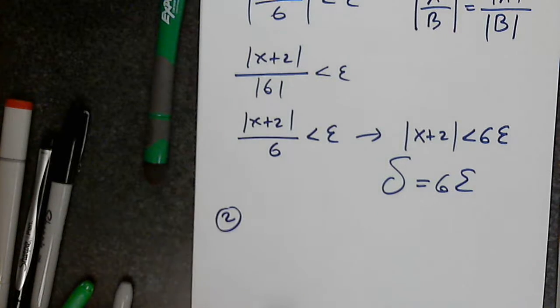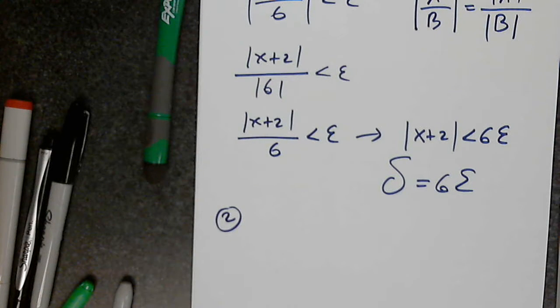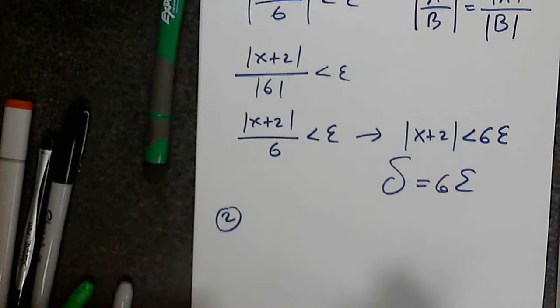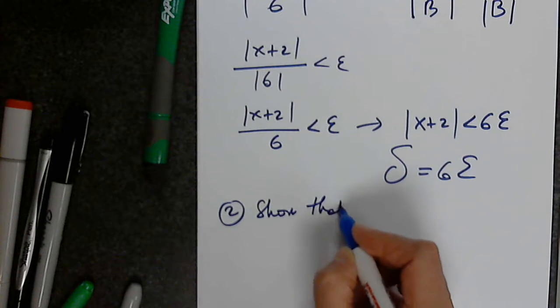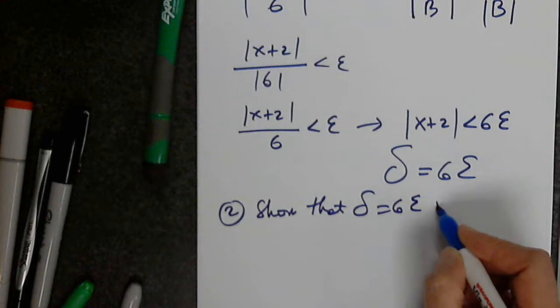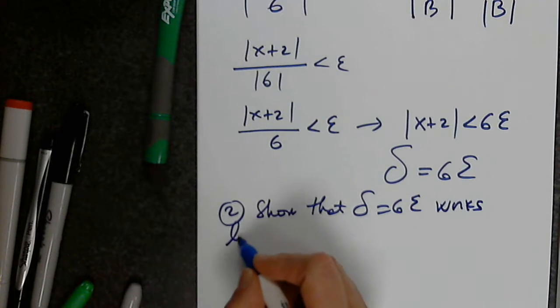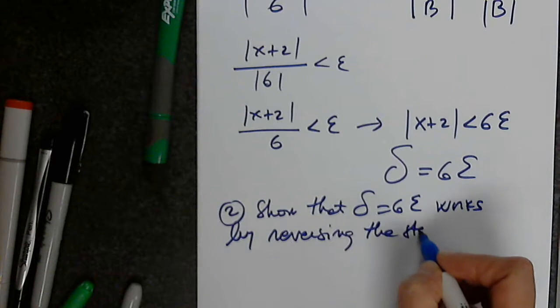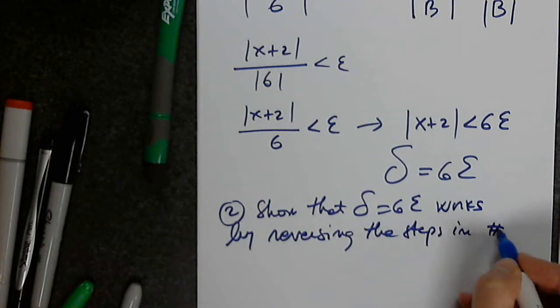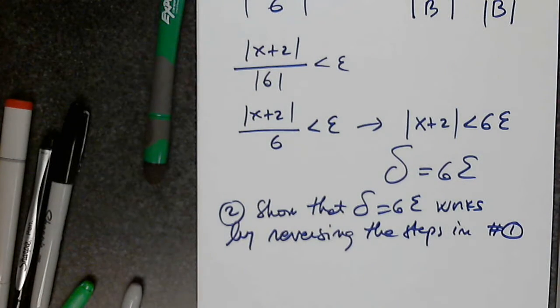And this is done. The formal proof, the precise definition, the epsilon-delta definition is done. What am I writing as the second part? Show that delta equals 6 epsilon works, by reversing the steps in 1. Are we okay with this?